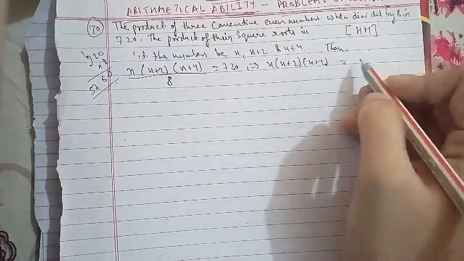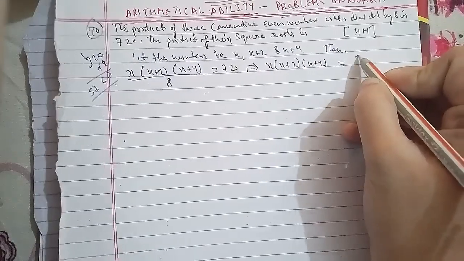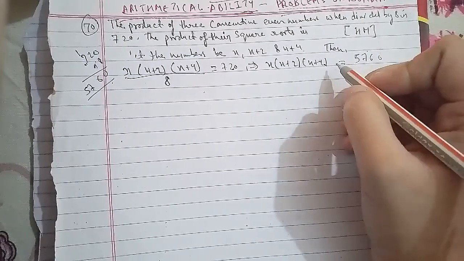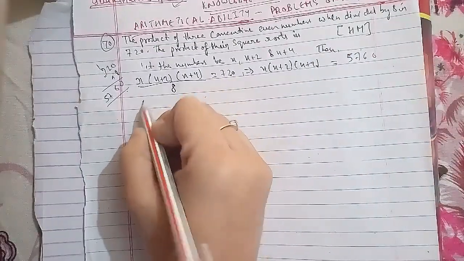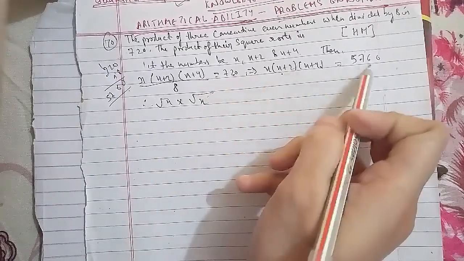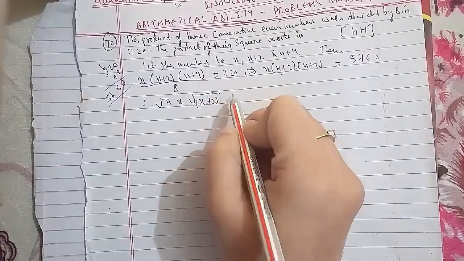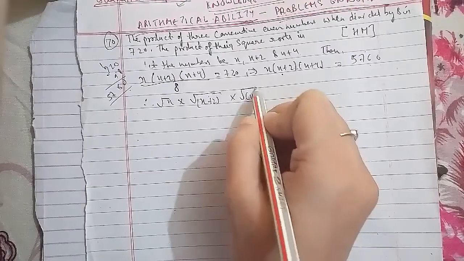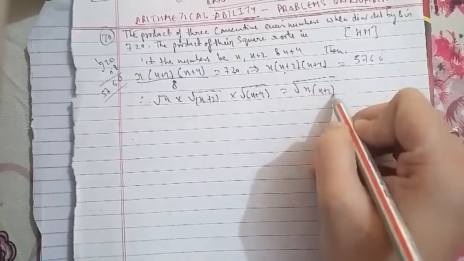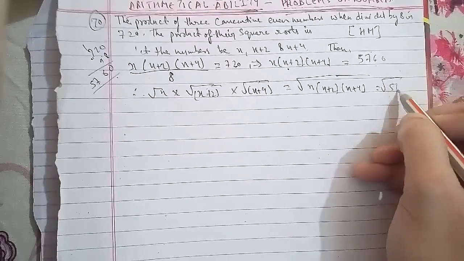Now we take the square root from both sides. So it will be under root x multiplied by under root x plus 2 into under root x plus 4, that is equal to under root of x times (x plus 2) times (x plus 4), that is equal to under root 5760, and of course that is equal to 24 under root 10. That will be the right answer for this particular question.